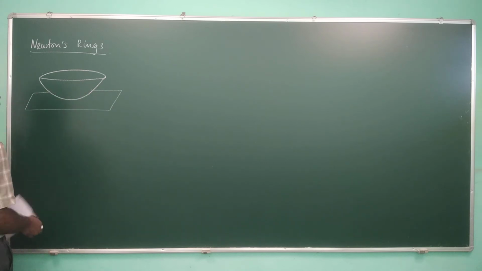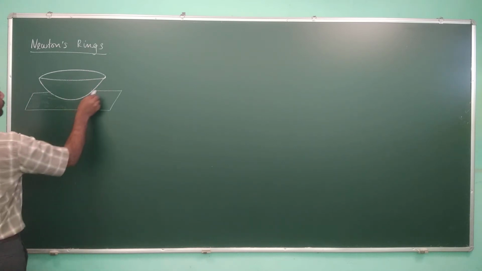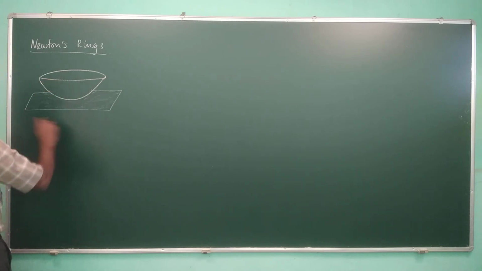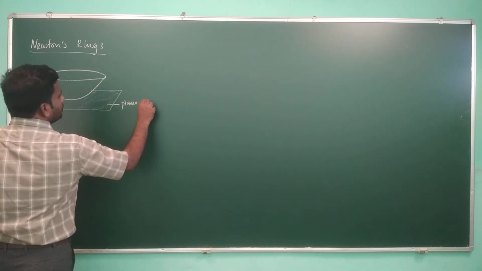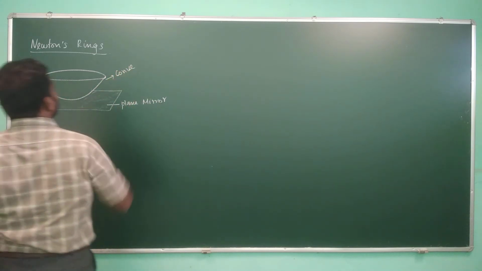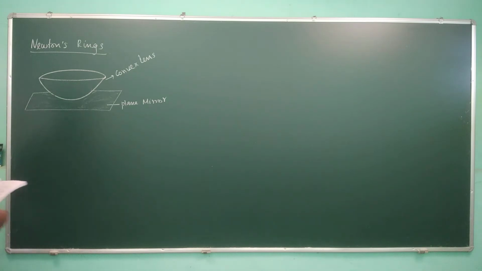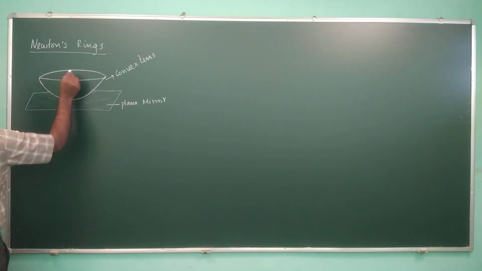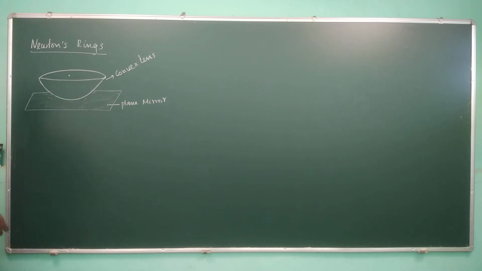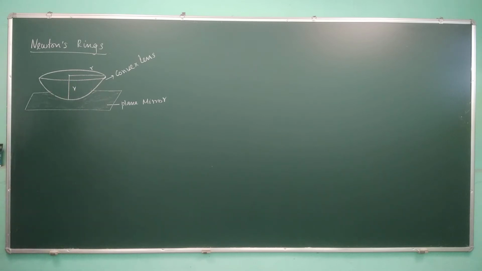Assume this setup, right? This is a plane mirror, and this is the convex lens, and the radius of curvature of this lens is this radius, and again this is also the radius. Let us assume a situation like this.